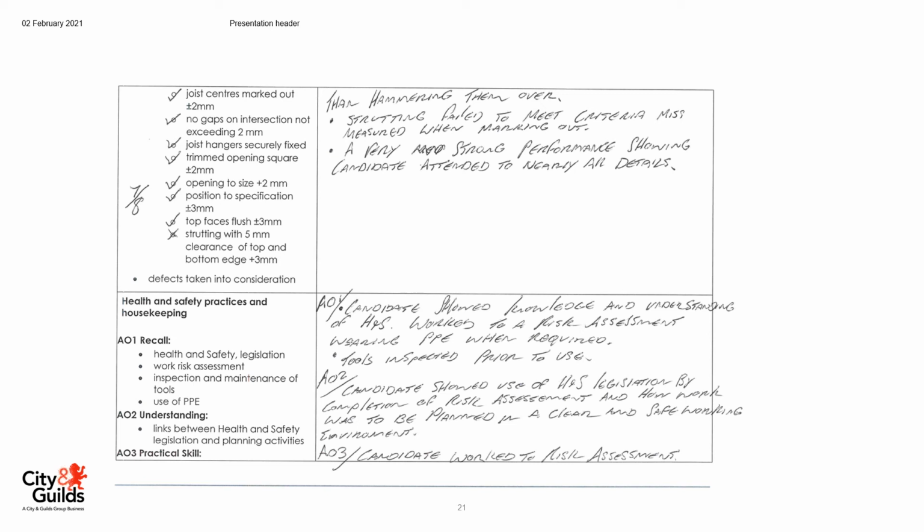The last part of the PO form is health and safety and housekeeping. As we can see here, the marker has given quite a detailed explanation of what the candidate did, how he did it, linking it back to the AO1s, 2s and 3s. The last page of the PO form is looking at how it was all brought together, and the timings.